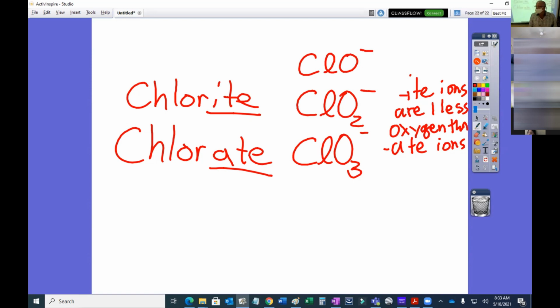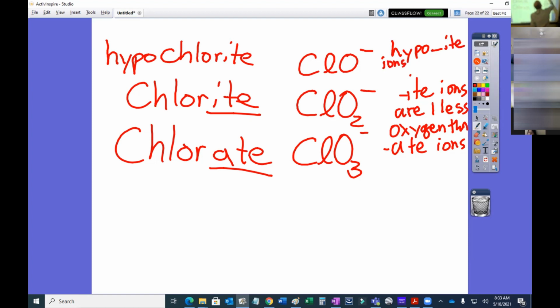The Greek word hypoglycemic means you have low blood sugar. So we put the prefix hypo, and then we write chlorite. And what that means is that this ion is below the chlorite in oxygens. You removed one oxygen, so this is one below the chlorite. Hypo blank ite ions are one oxygen less than the ite, or two less than the ate. I think that's what my notes currently say, 2 less than the ate. But it's 1 less than the ite, and that connects it with the ite name. That's why it's hypoite.